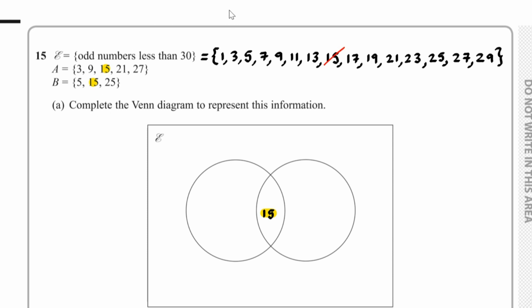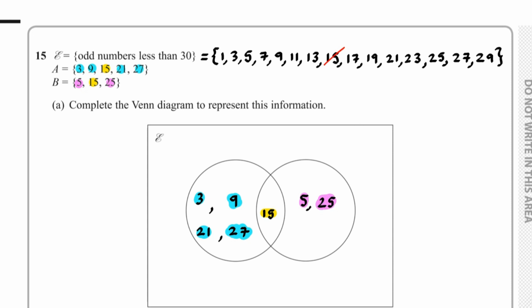Now, what goes in A only then? We've got the 3, the 9, the 21 and the 27 in A only. So we've got 3, 9, 21 and 27 in A only. And what goes in B only? We've got the 5 and the 25. So 5 and 25 go in B only.